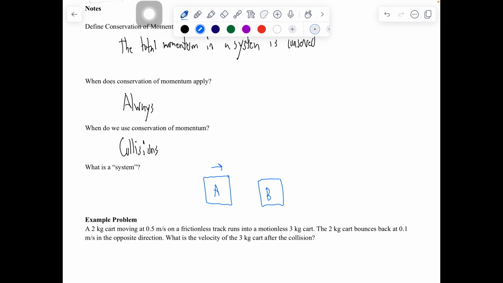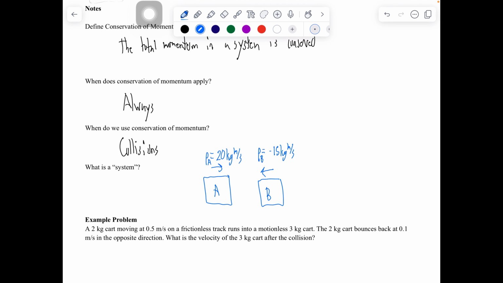Let's say object A is moving and it has a momentum of 20 kilogram meters per second to the right, in the positive direction. And maybe B is moving to the left. Remember, momentum is a vector. It has magnitude and direction. It has a momentum of negative 15 kilogram meters per second, to the left, since it is negative. This is the momentum of each individual object: the momentum of A, and the momentum of B.